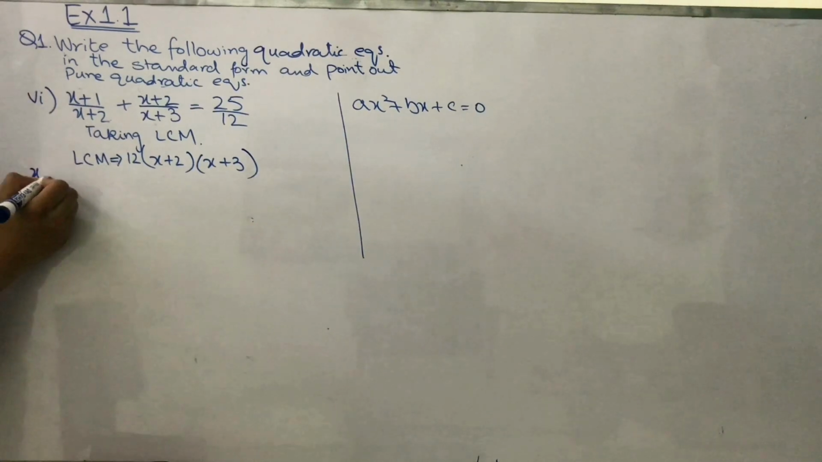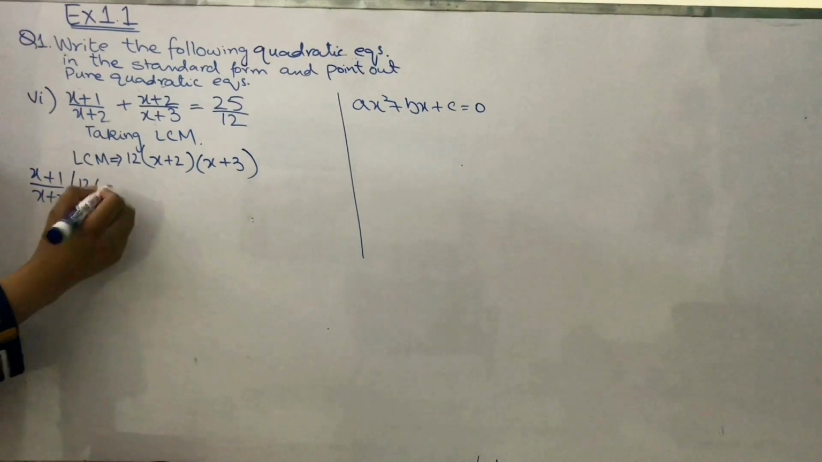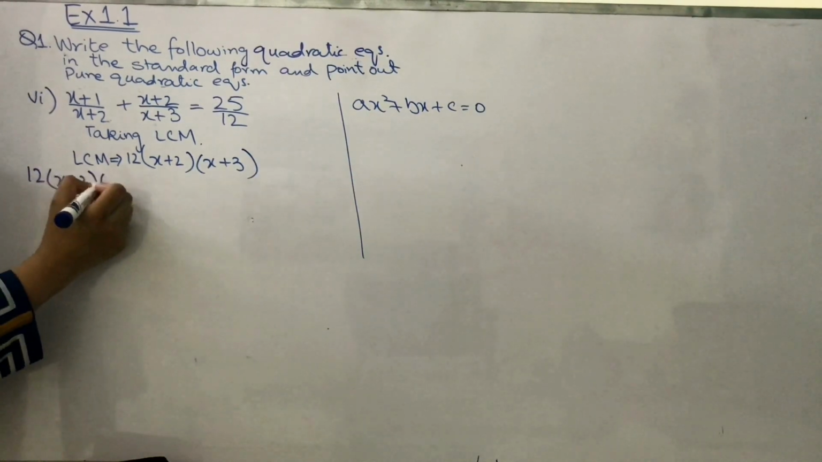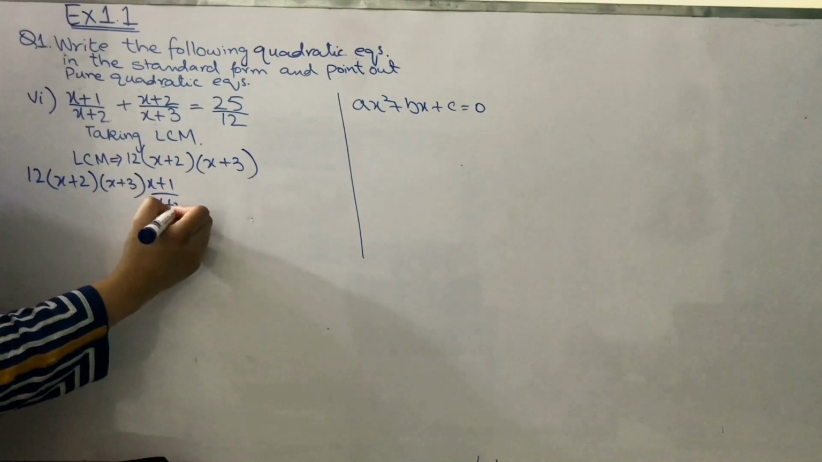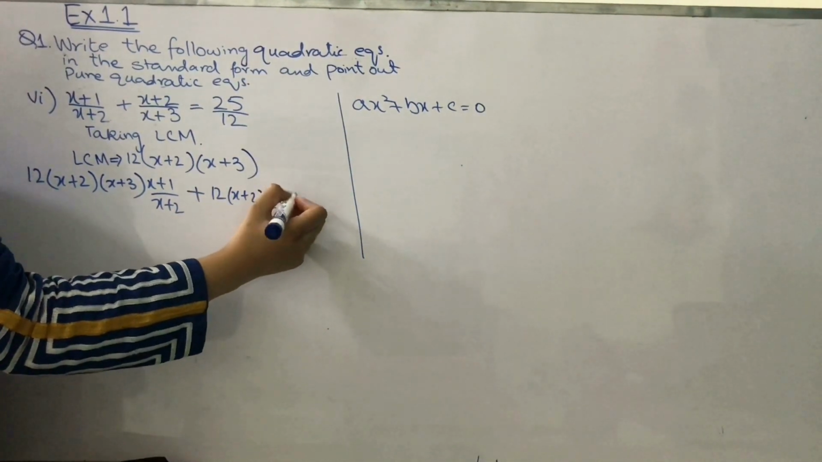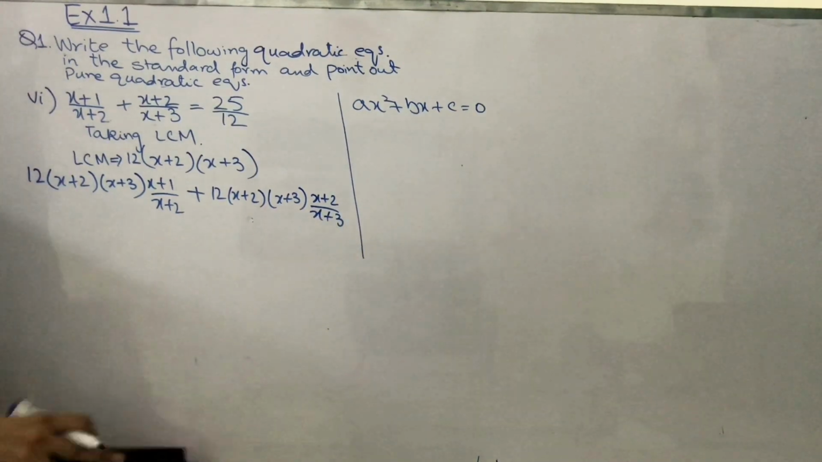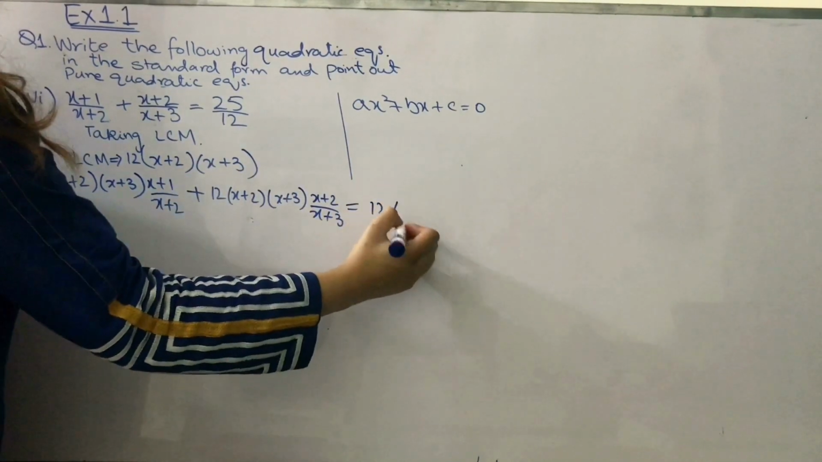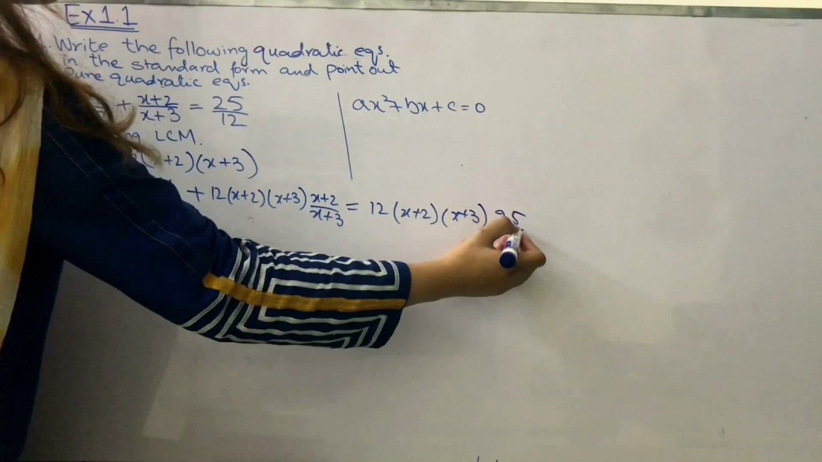So first, x plus 1 by x plus 2 multiplied with 12, we can write 12 into x plus 2 into x plus 3 into x plus 1 by x plus 2, plus 12 into x plus 2 into x plus 3 multiplied with x plus 2 by x plus 3, is equal to 12 into x plus 2 into x plus 3 multiplied with 25 by 12.